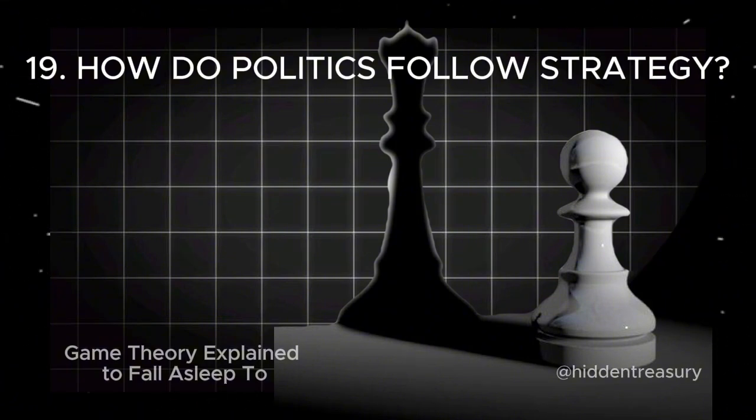What unites all these moments is uncertainty. No one has complete information. Decisions are made using partial insight, educated guesses, and instinct. That's why game theory matters here. It provides a structure for navigating unpredictability, not to tell leaders what to do, but to reveal the invisible logic underneath their moves.